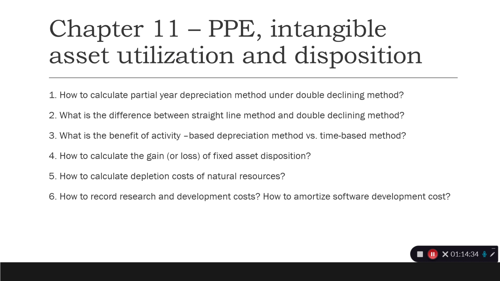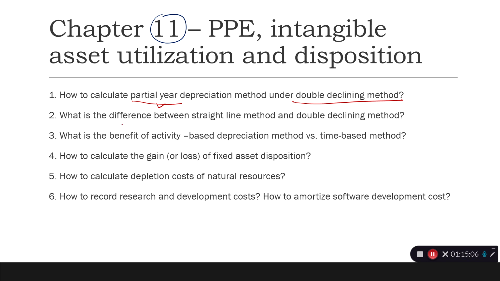Okay, chapter 11, which we just learned. I know your memory is still fresh, but because there's a lot of stuff, I want to make sure I tell you what will be exempt. What I want you to know is how to calculate partial year depreciation on the double declining method. First, you have to know what double declining is, and then be careful whether it is a full year depreciation or partial year.